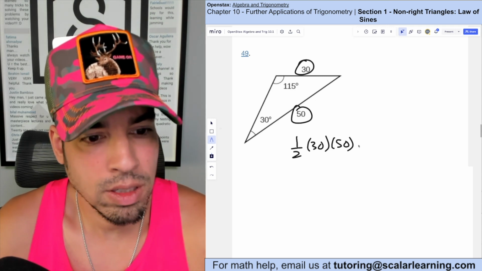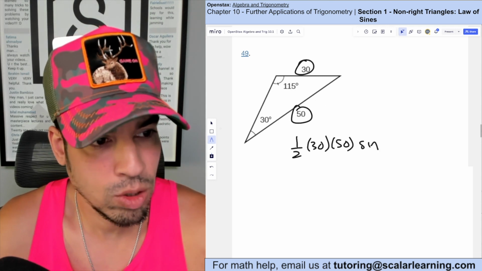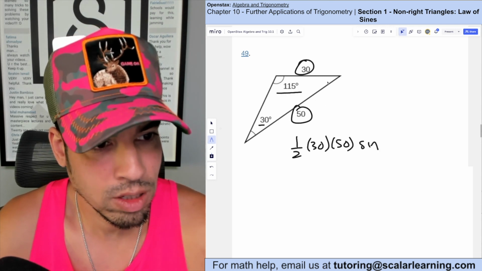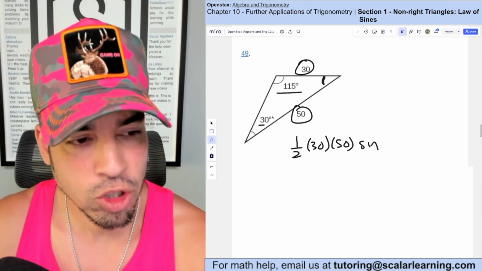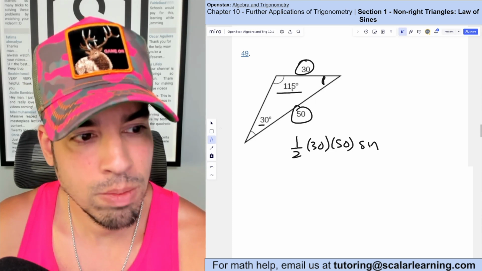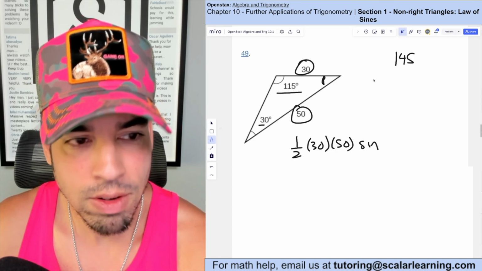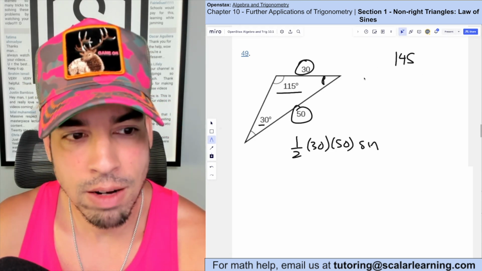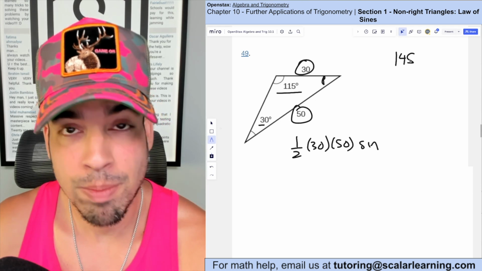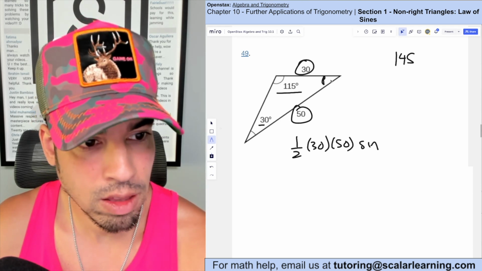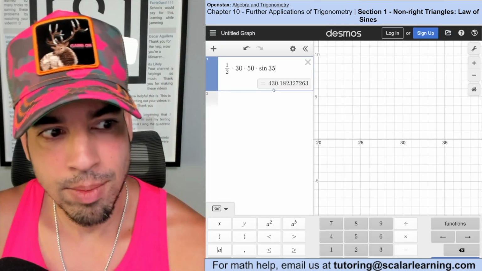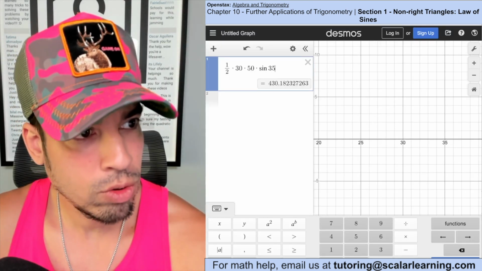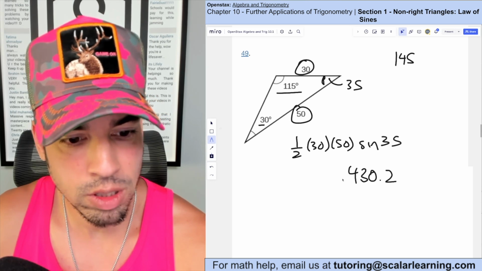So for this one, we do area is 1/2 side length, 30, times the other side length, 50, but now we have to take times sine of the angle in between, which is not this angle or this angle, it's this angle. We're not given that angle. So we have to figure it out from the triangle angle sum theorem, because 30 plus 115 is 145. So if those two angles are 145, the last angle is supplementary to 145. It's 35 degrees, so we take sine of 35. All right, let's plug it in. And we get 430.2. 430.2 is the area.